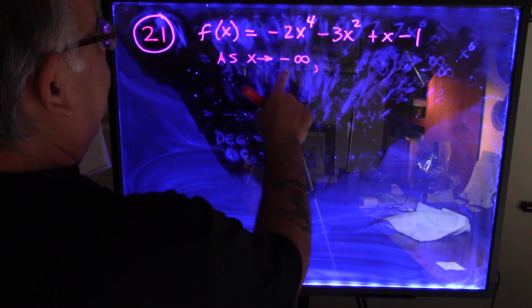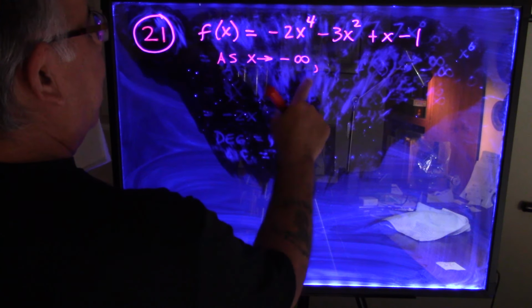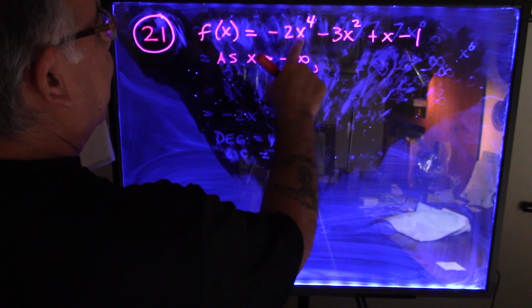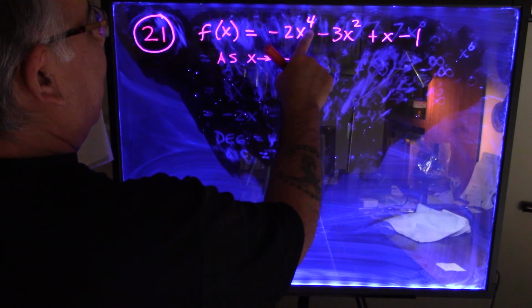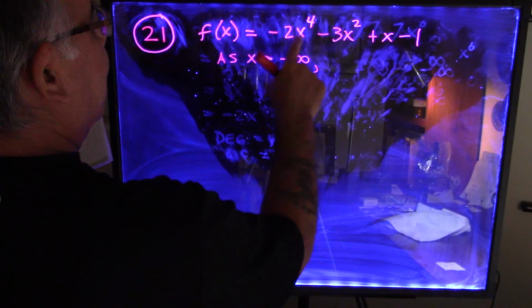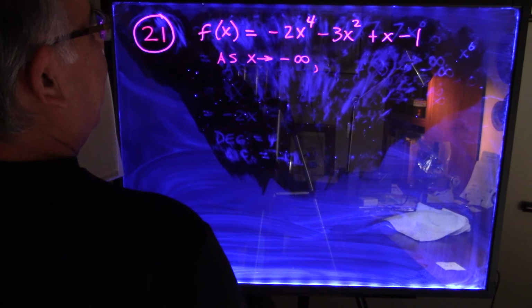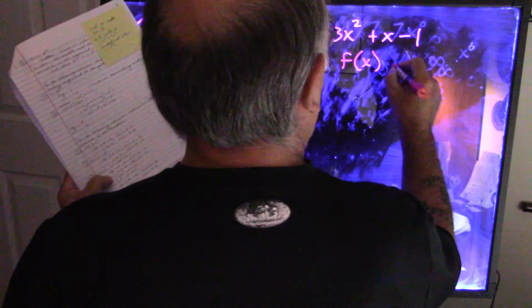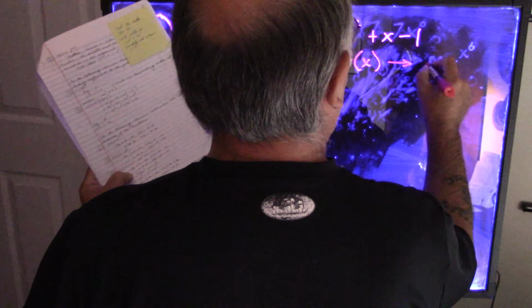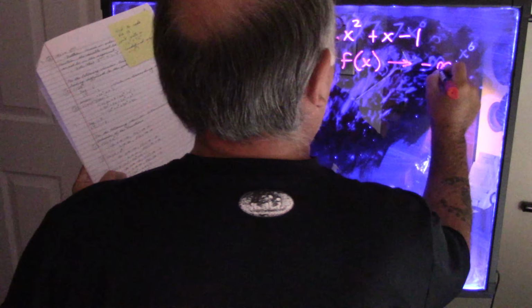Okay, so as x goes to the left on the number line, this is a negative number. Raise it to the fourth power, it becomes positive, but that negative 2 will make it negative. So f of x goes to negative infinity.